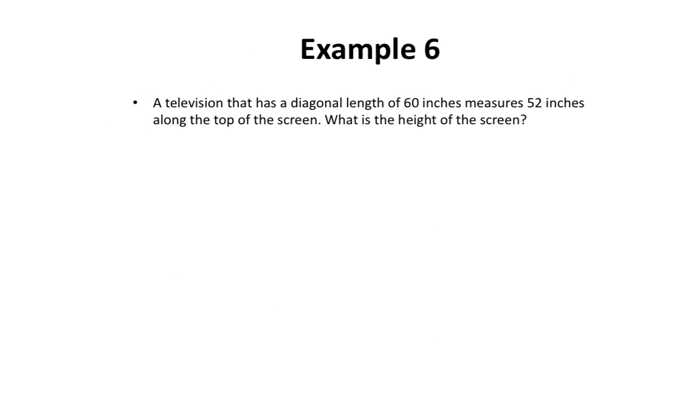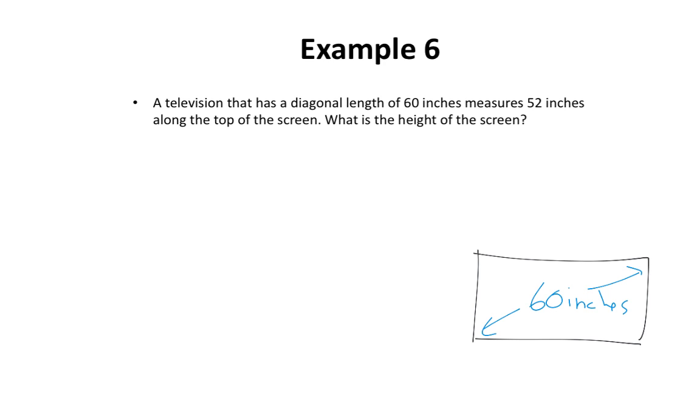In our last example, a television that has a diagonal length of 60 inches measures 52 inches along the top of the screen. What is the height of the screen? So let's begin by doing a rough sketch. So a TV is rectangular in shape. It has a diagonal length of 60 inches. And it has a width of 52 inches. But we want to figure out the height.